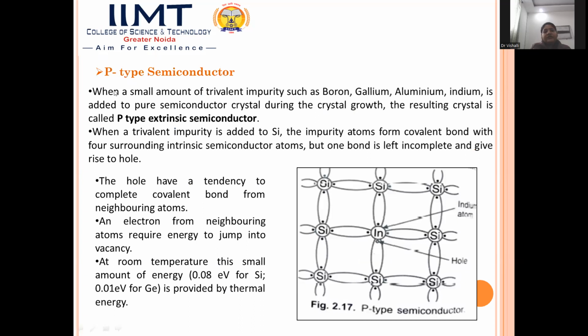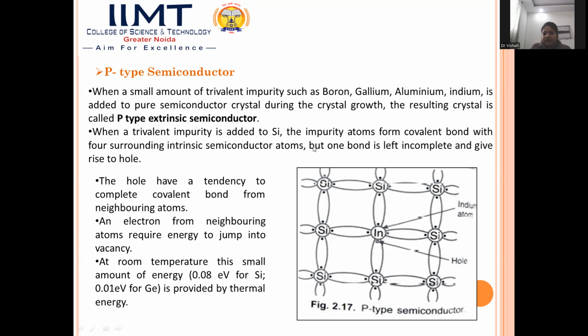Now moving on to the second category, that is the p-type semiconductor. In p-type, we add a small amount of trivalent impurity or acceptor impurity. Trivalent means the impurity has 3 electrons in the outermost shell. Let us consider this impurity, indium. Indium has 3 electrons in the valence shell, the outermost shell.